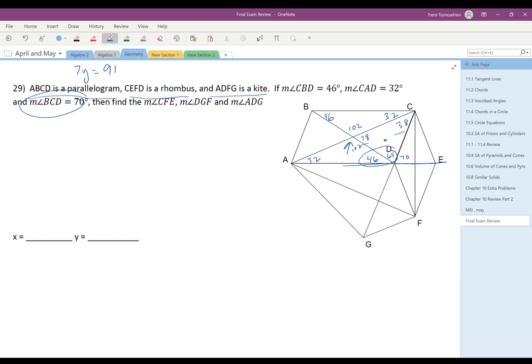We know that this is a rhombus, and in a rhombus, we know that the diagonals bisect each other and are perpendicular to each other, which means all 4 of these triangles are the same right triangle. They all have right angles in the middle, and then their angles are going to be the same, which means that these are all going to be 70, and these all are going to be 20.